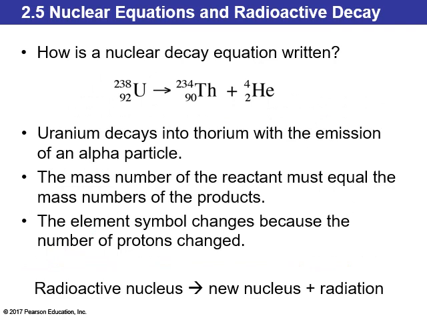So I've already given a few examples of nuclear equations, but this is how we balance nuclear equations. This is one example here. So this is the breakdown of uranium-238. Uranium-238 is the stable uranium.